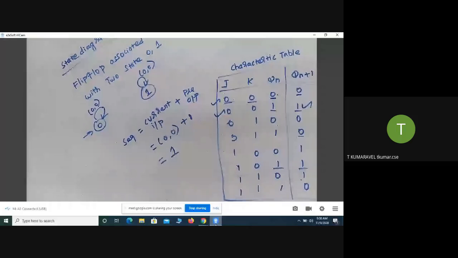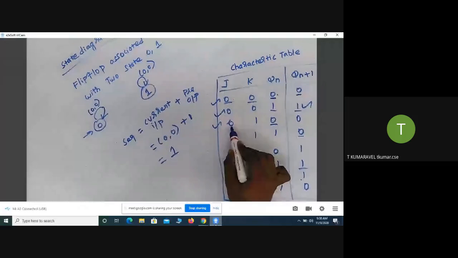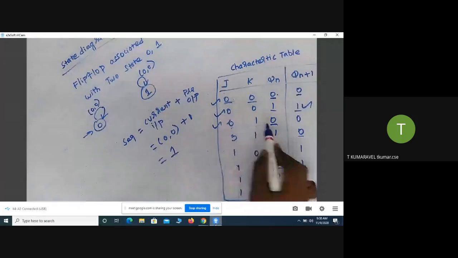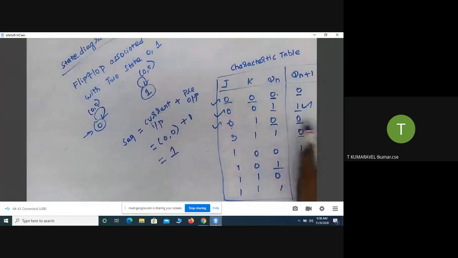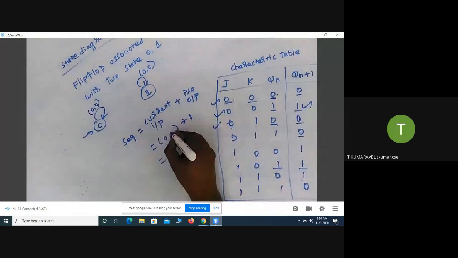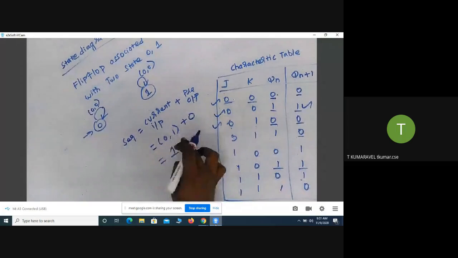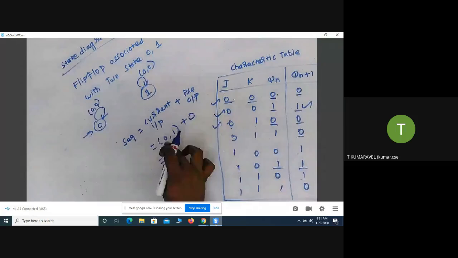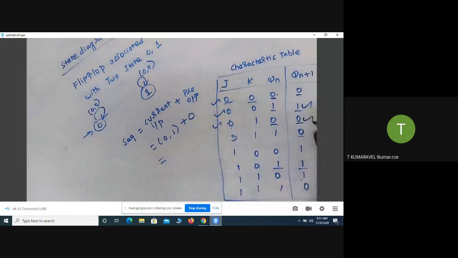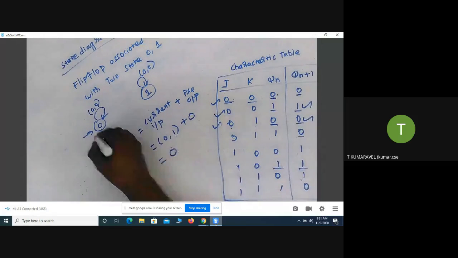What about the next input combination? I'm in the 0 state and I take input 0 1. What is the final output? The final output is 0. My current input is 0 1 and my previous state is 0, so I'm in the same state again. That's why I write it as 0 1.